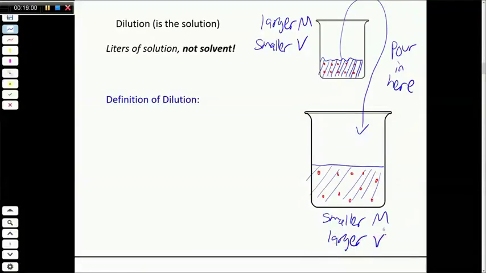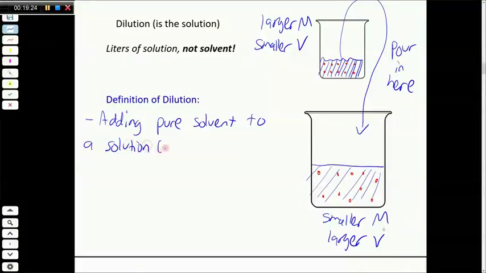Okay, so we're not changing the number of solute molecules. So let's get some definitions and some other things down on paper here. The definition of dilution is we're adding pure solvent to a solution, or vice versa. So we're not mixing two solutions together. The precise definition of dilution is that we're adding pure solvent to a solution, or the opposite as I've drawn it here. And by doing that, we make a solution with lower concentration.